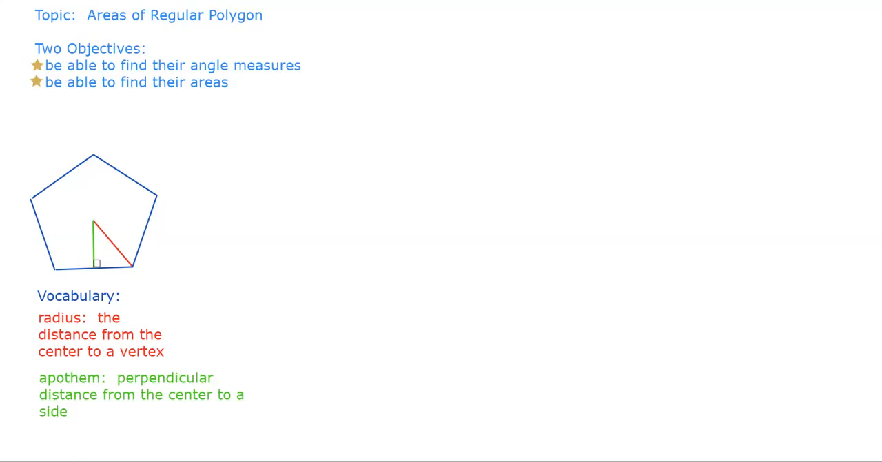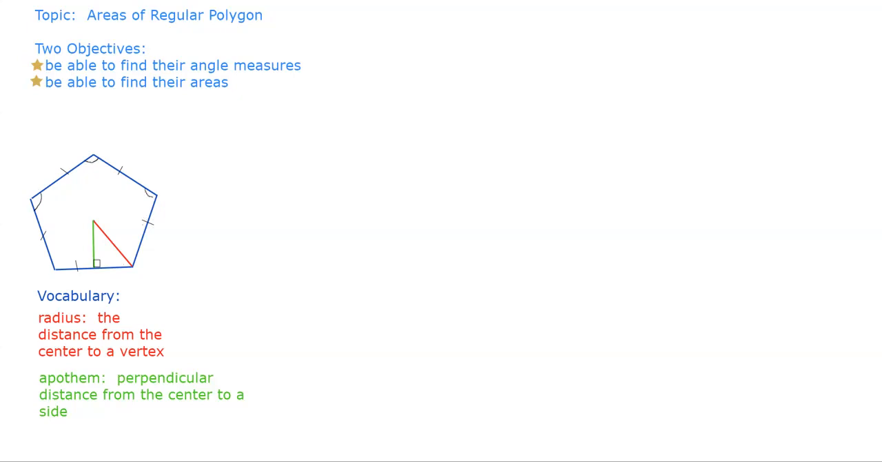It's regular because all of the sides are congruent and all of the angles are congruent. So I'm marking all my sides congruent so I know that I'm looking at a regular polygon. And then again, all of my angles are congruent.